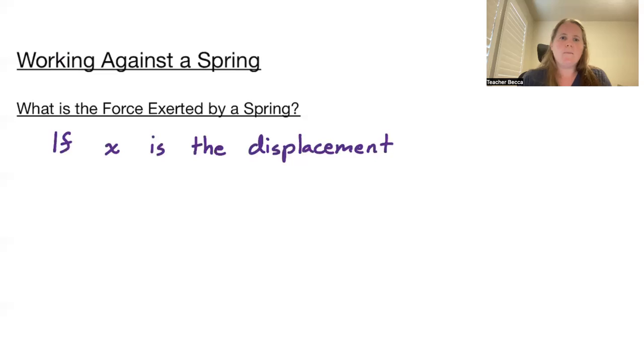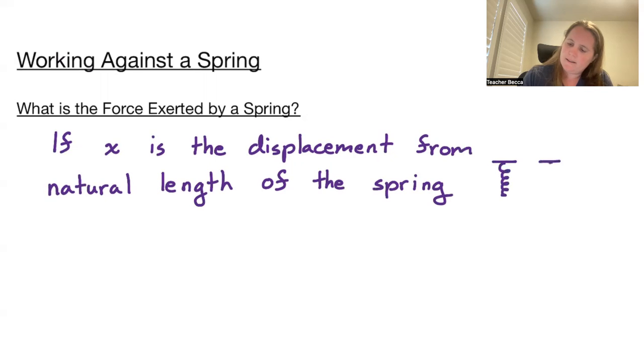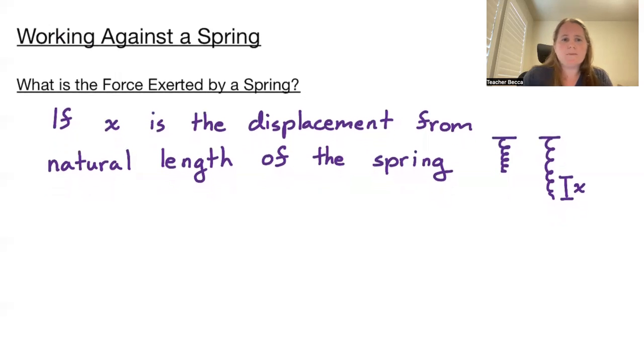So if x is the displacement from natural length of the spring, so if here's our natural length, right, then x would be that little change, and it could be either extending the spring or shrinking the spring. And so x is the displacement from natural length of the spring.